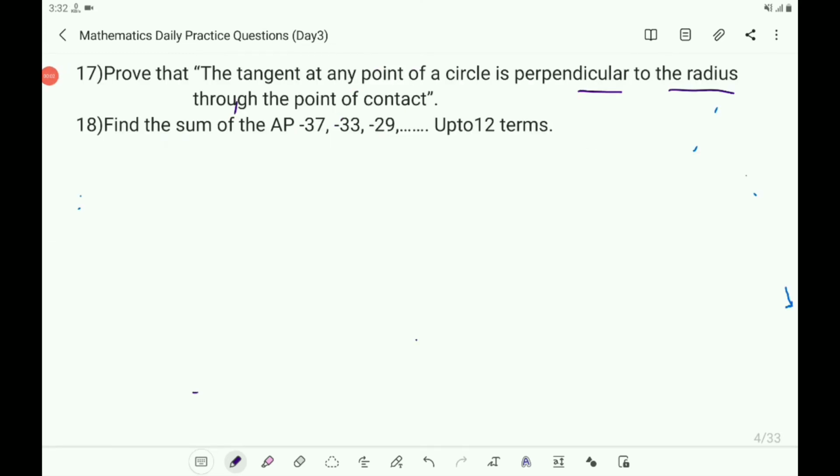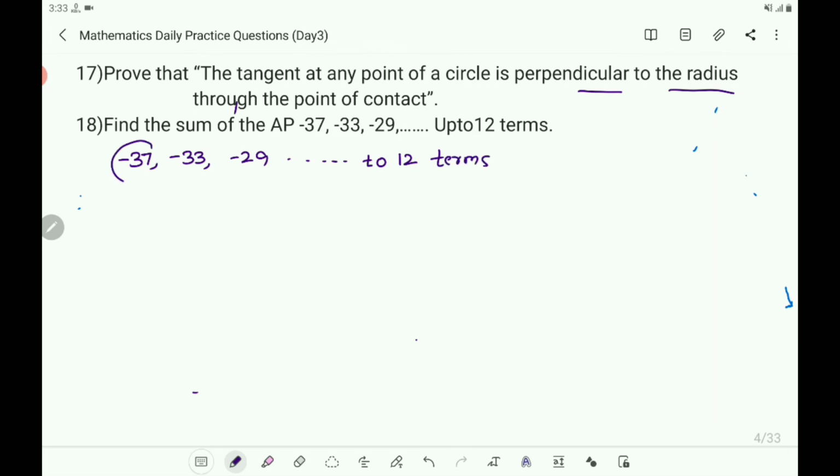Now question number 18. Find the sum of the AP minus 37, minus 33, minus 29, and so on up to 12 terms. So write that AP: minus 37, minus 33, minus 29, and so on up to 12 terms.